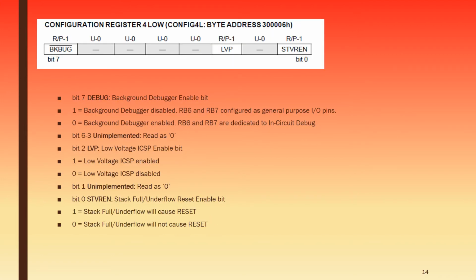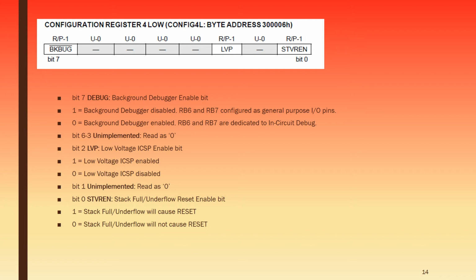Then configuration register 4L, that is the low byte, address 300006H. This is related to stack full/underflow conditions and debugging. Bit 7 is BKBUG, the background debugger enable bit. When it is 1, the background debugger is disabled, and RB6 and RB7 are configured as general purpose IO pins. When it is 0, the background debugger is enabled, and RB6 and RB7 are dedicated to in-circuit debug. Bits 6 to 3 are unimplemented, read as 0.